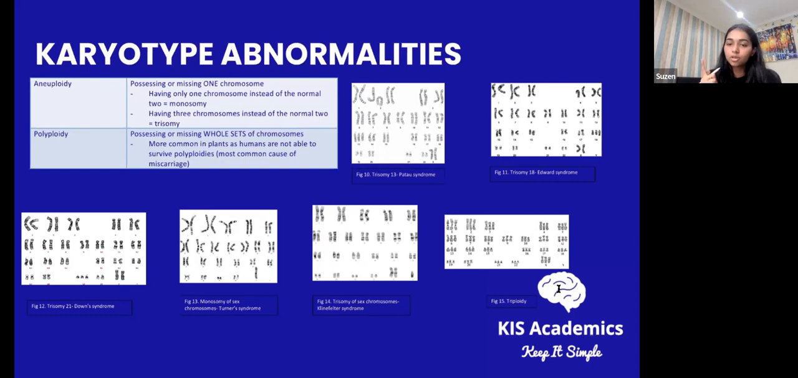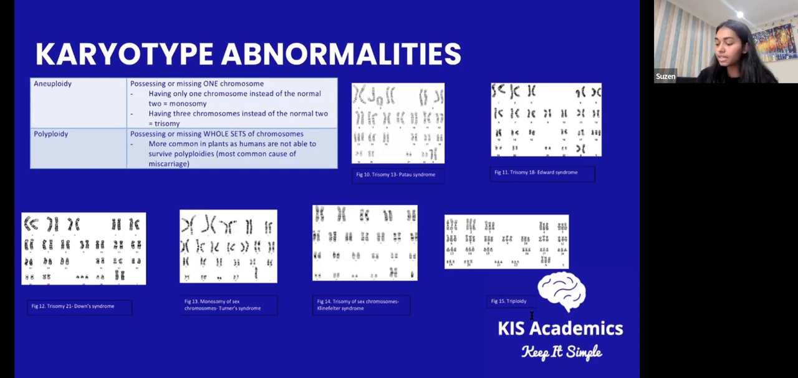Having one chromosome instead of the normal 2 is called monosomy, and having 3 chromosomes instead of the normal 2 is called trisomy. Similarly, polyploidy is like, for example, everyone naturally has 2 sets. If we have 3 sets, it's called triploidy, 4 sets, quadruploidy, and so on. So the word is ploidy after. Polyploidy is the most common cause of human miscarriages, and it's not survivable. Whereas with aneuploidy, there are some common ones that you can actually survive.